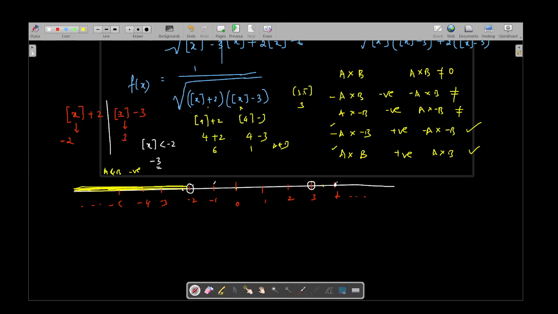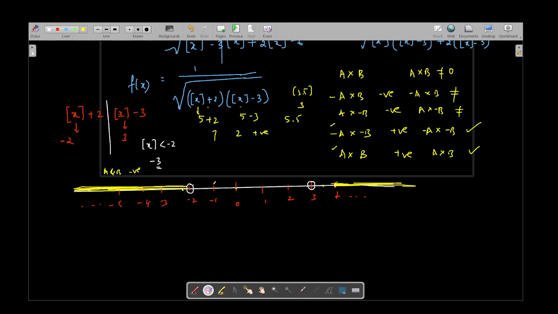Let's take one more example. Let me take 5.5. GIF of 5.5 is, sorry, 5. 5 plus 2, and here we have 5 minus 3. 7 and 2. So both are positive. The product is also positive. So from 4 you can take the values. Anything less than 4, if you take, this becomes 0. So it starts from 4.